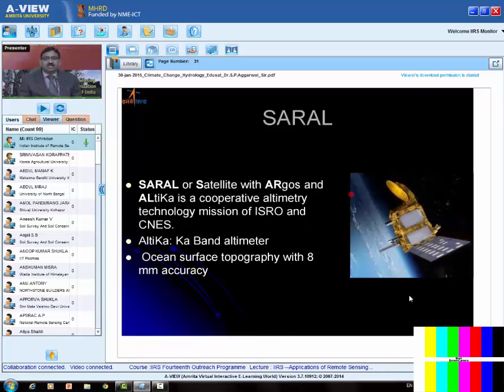I told you we have the SARAL satellite. SARAL means Satellite with ARGOS and AltiKa. It is a cooperative altimetry technology mission of ISRO and CNES, the French space agency. AltiKa is the instrument, a Ka band altimeter. It works just like radar: it sends a signal, it goes back, and then it measures the height of the ocean surface topography with 8 millimeter accuracy.